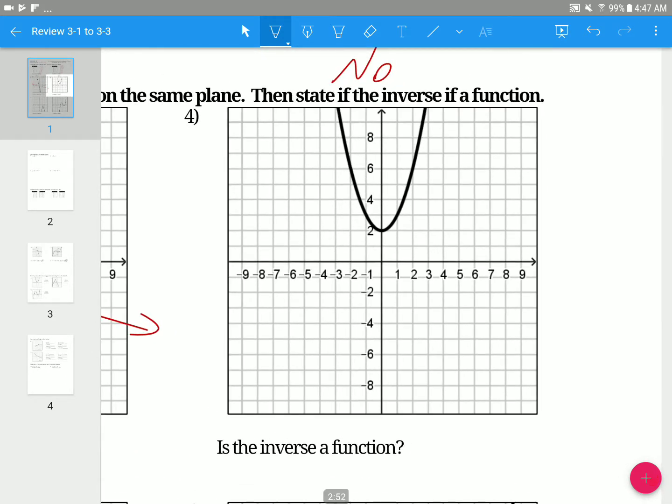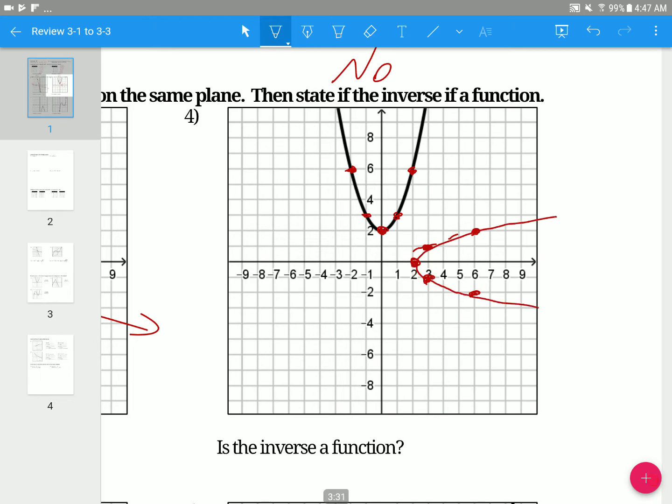Number 4, same idea. Switch your x and y. So that's 0, 2, so 2, 0. There's where it crosses: 1, 0 and -1, 0. So switch them. 1, 3, so that's 3, 1. -1, 3, so that's 3, -1. I just straight up swap the coordinates. Let's see if I can find 2, 6, so 6, 2. There's -2, 6, so 6, -2. Yeah, good enough.